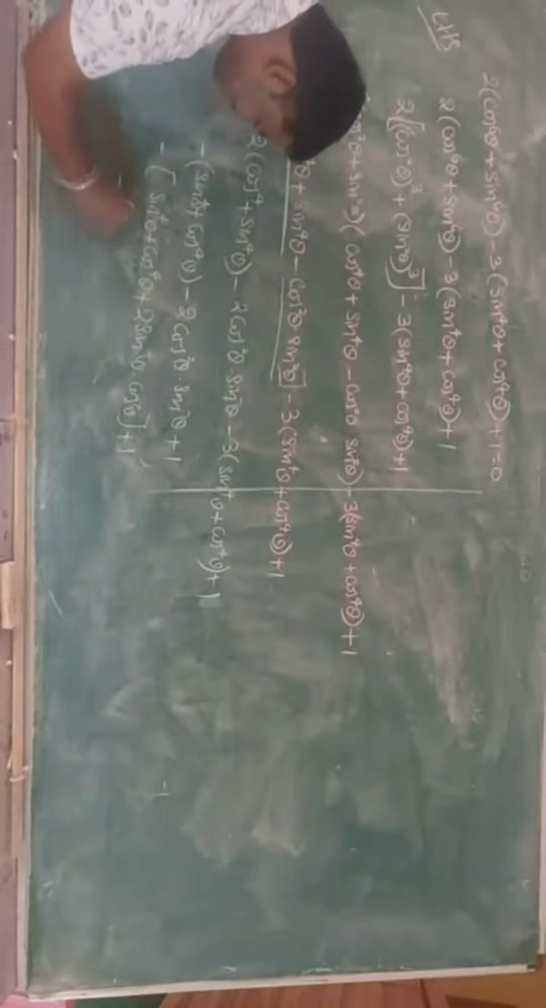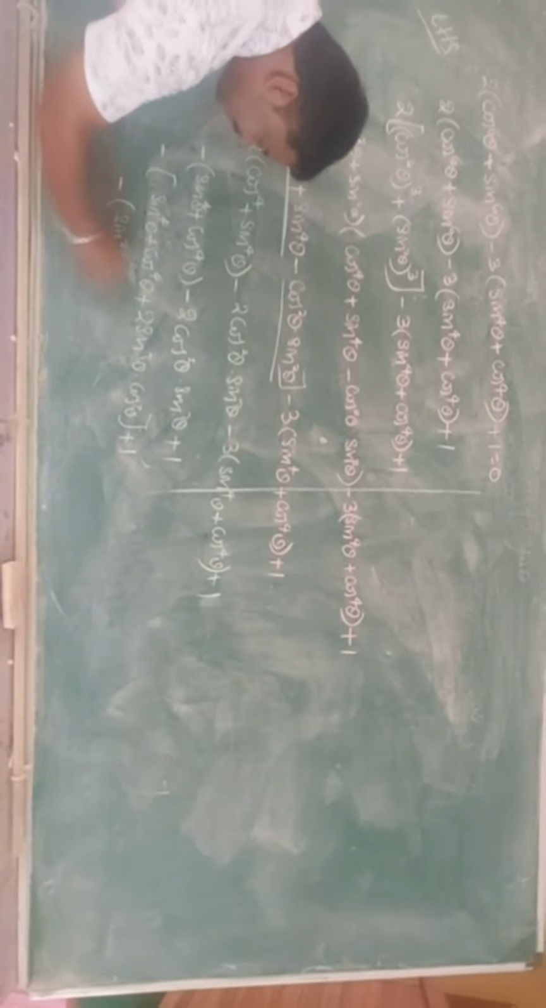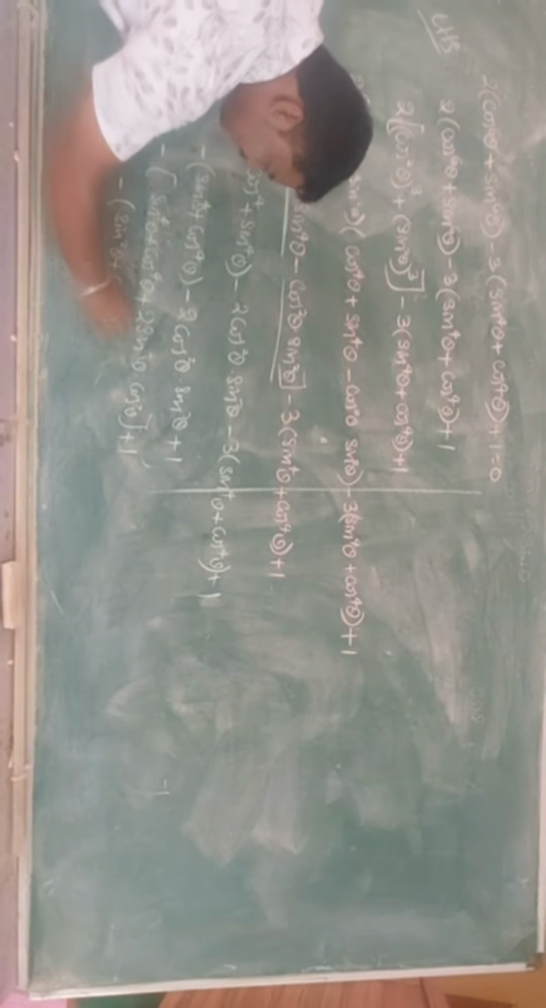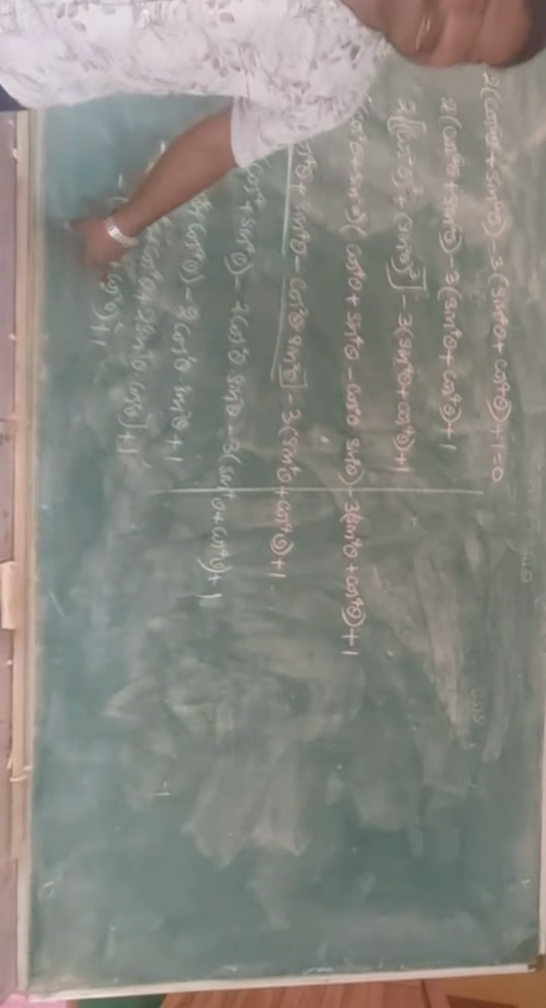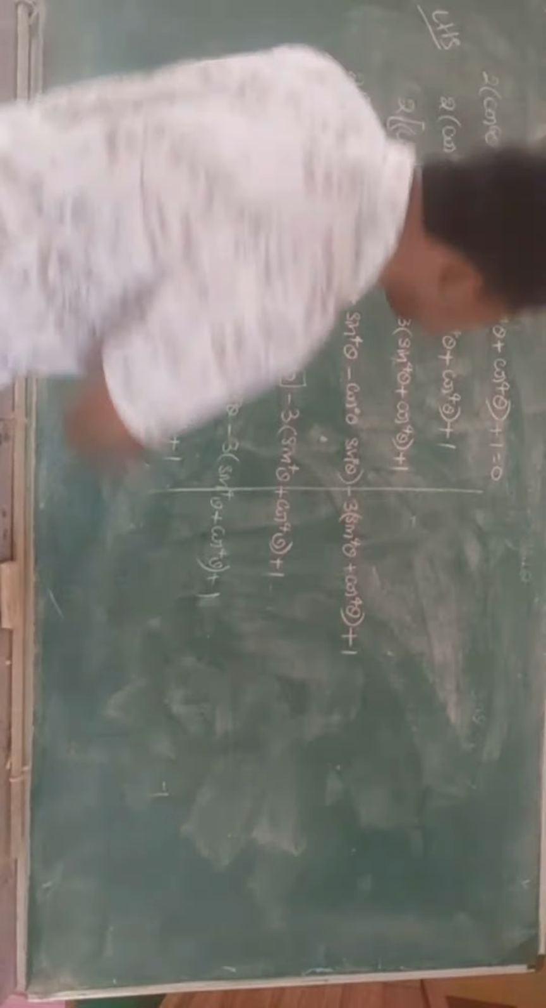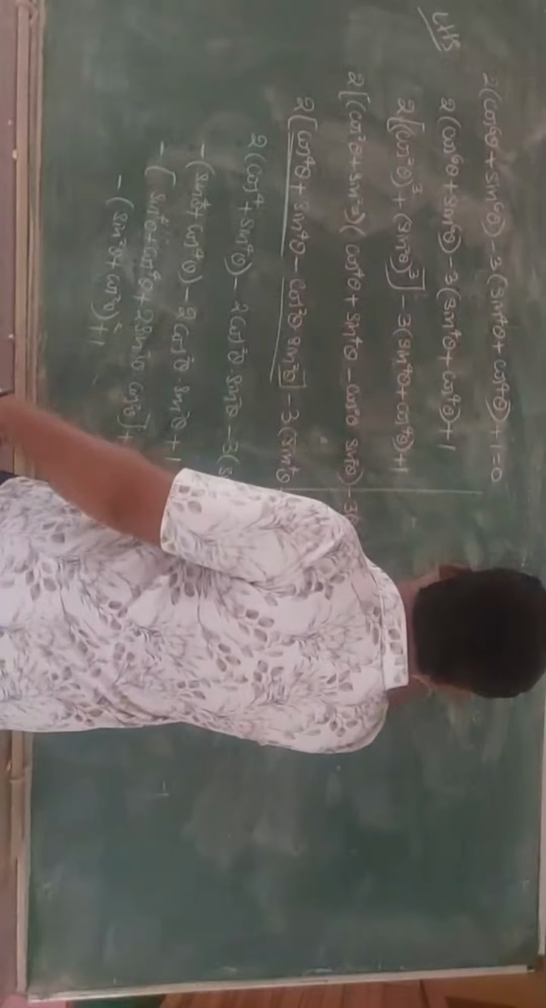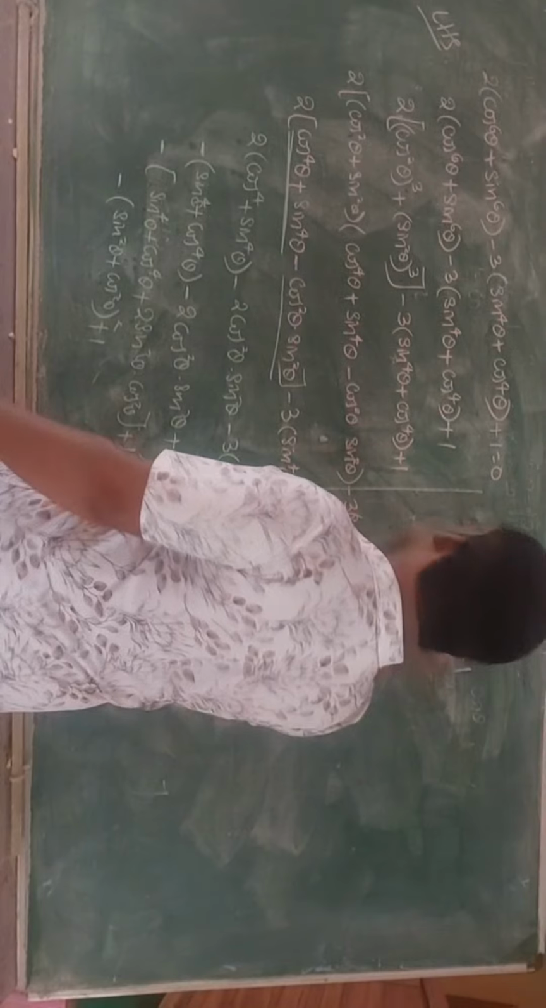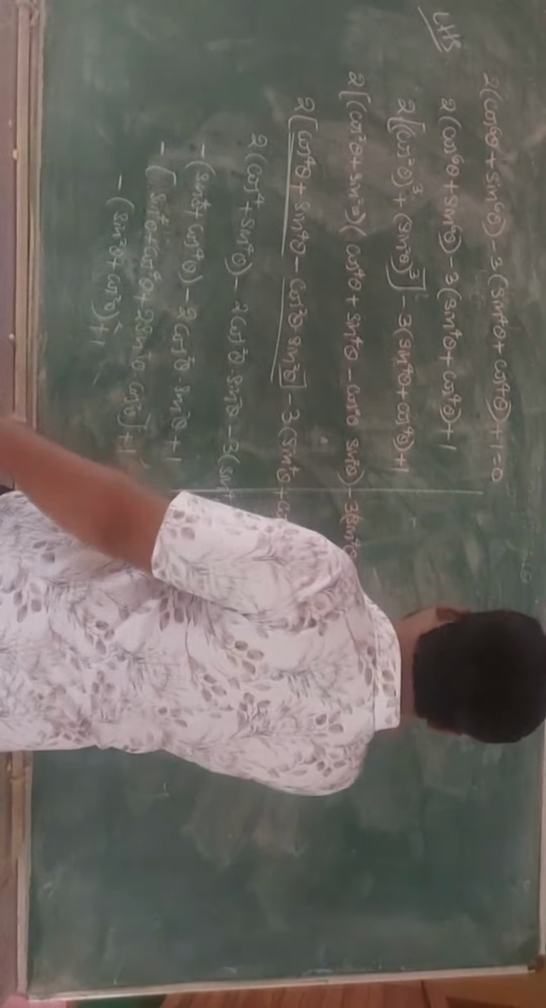So this one I will write as minus into bracket sin square theta plus cos square theta whole square, plus 1. Sin square theta plus cos square theta is 1, and 1 square is 1, but minus is outside, not inside of the bracket. So minus 1 plus 1 is equal to 0. So this is your RHS.